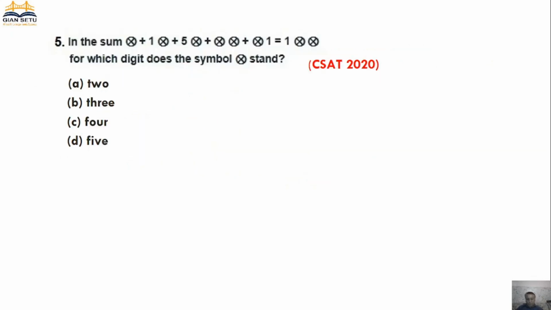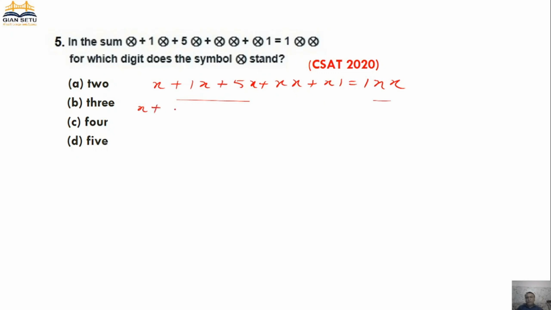Okay, so question number 5: in the sum we are given an equation, and we need to find the value of the symbol which satisfies this equation. Suppose the given symbol is x. We rewrite the equation, and we can write it like 1x plus 1x, then 5x plus x into x, then x1 is equal to 1x. Okay, now let's write these numbers in the expanded form.